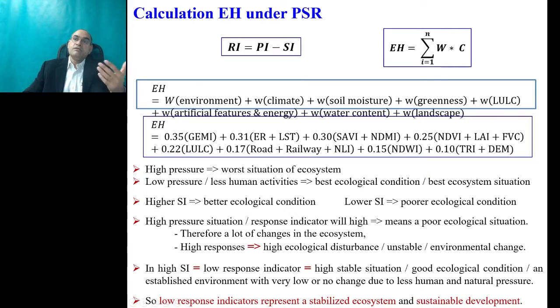In another way, if the state indicator is high, it means everything is stable, there are fewer environmental changes, and it's a stabilized ecosystem, and it's good for sustainable development. And lastly, we can say that a low response indicator represents a stabilized ecosystem, and it's good for sustainable development. I think here you understand what the pressure indicator is, what the response or state indicators are, and how we can get ecosystem health.